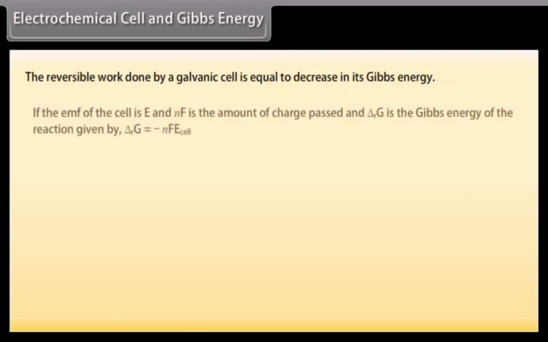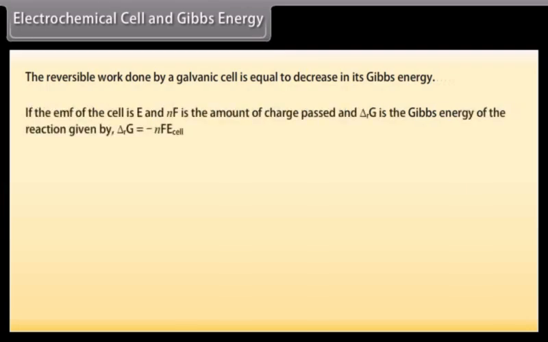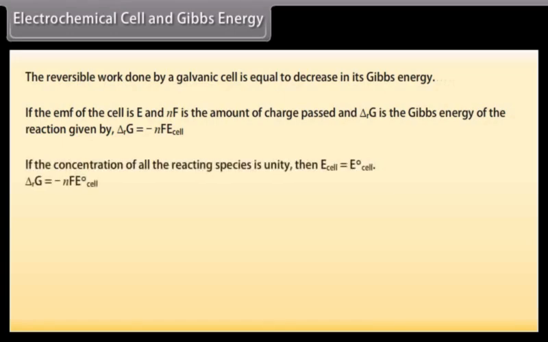Electrochemical cell and Gibbs energy. The reversible work done by a galvanic cell is equal to the decrease in its Gibbs energy. If the EMF of the cell is E and nF is the amount of charge passed, and delta rG is the Gibbs energy of the reaction, then delta rG is equal to minus nF E cell. If the concentration of all the reacting species is unity, then E cell is equal to E0 cell. Delta rG is equal to minus nF E0 cell.